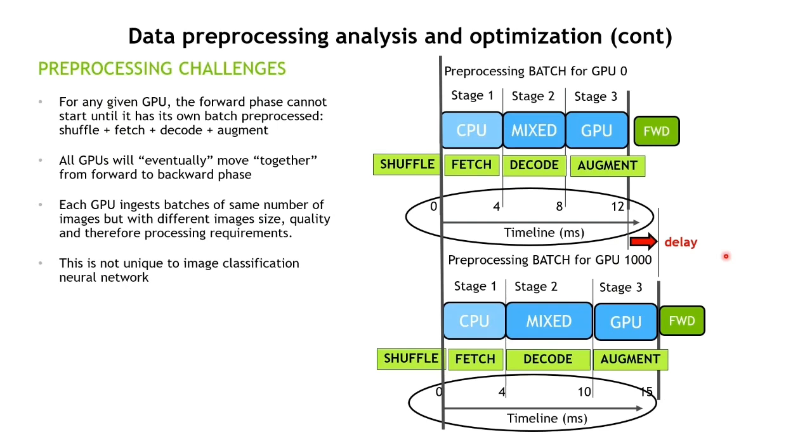Although we can optimize the decoding to make it fast enough, we are still experiencing another challenge. While each GPU ingests batches of the same number of images, each GPU ingests different images with different image sizes, quality, and therefore different processing requirements that lead to processing imbalances that can create delays and affect the scaling efficiency. This is not unique to image classification neural networks. Other neural networks face similar data ingestion and pre-processing imbalances.